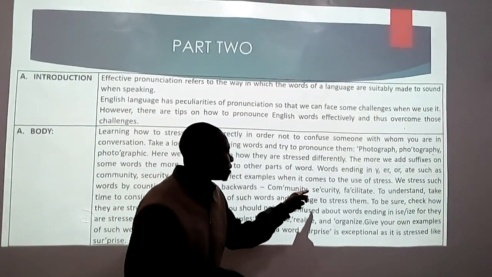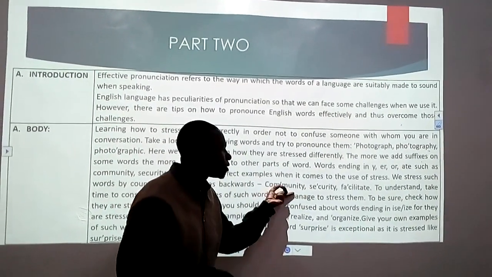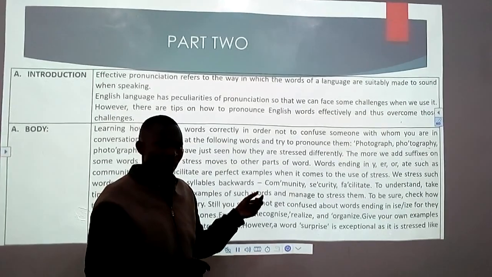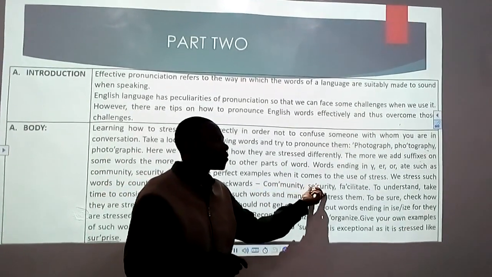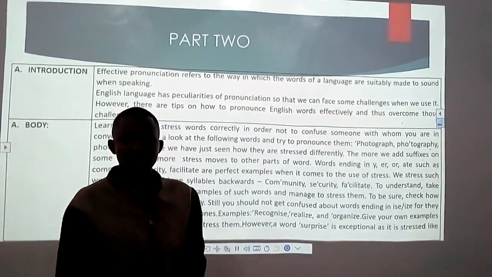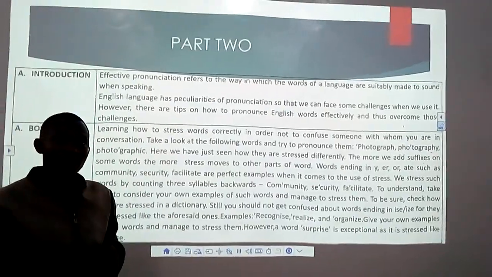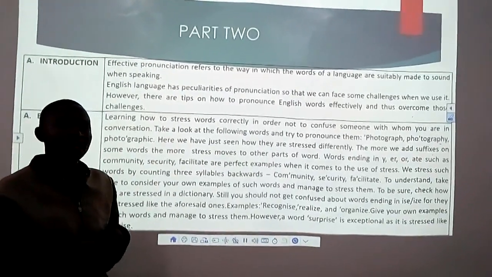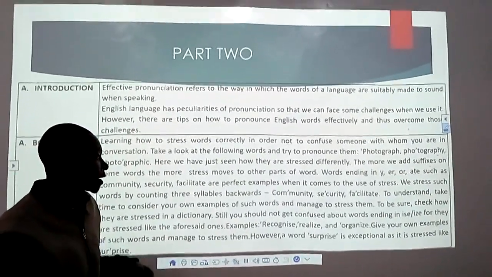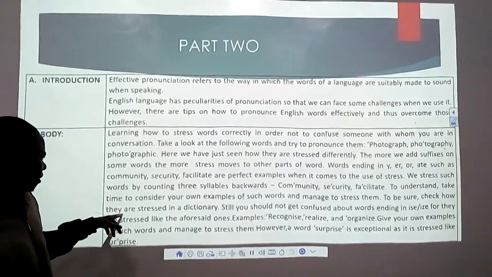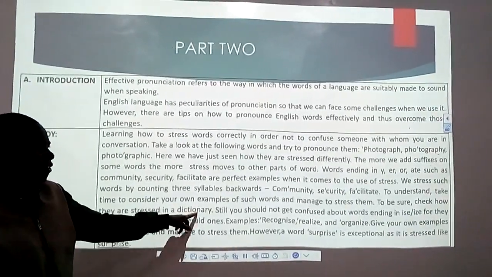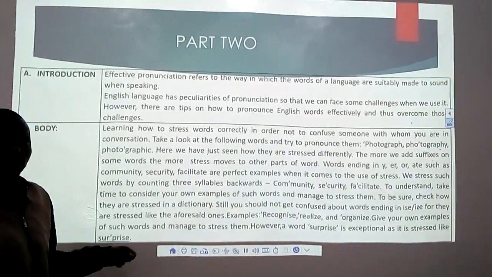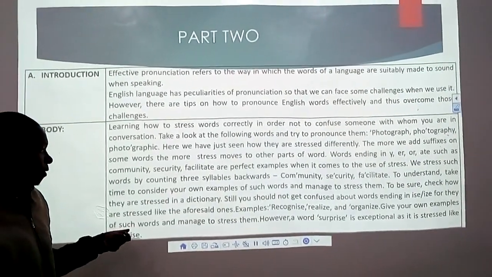Why is community like security when it comes to stress? Okay, you have to think about that. Then you go on with the meaning of the word from the dictionary. Okay? Now, yes, they are stressed in the dictionary. This is the orientation that I can give you.